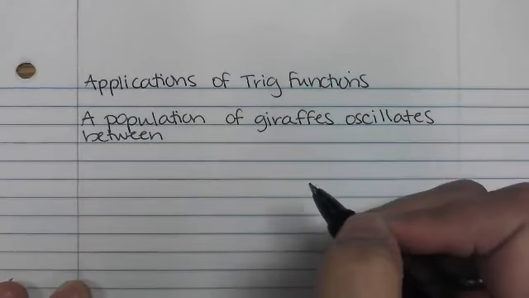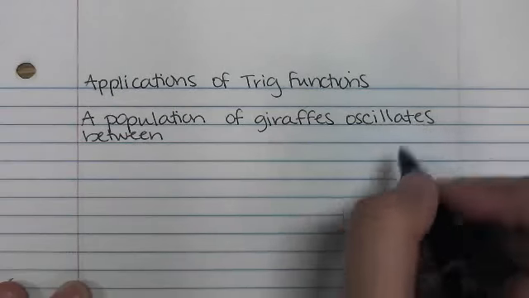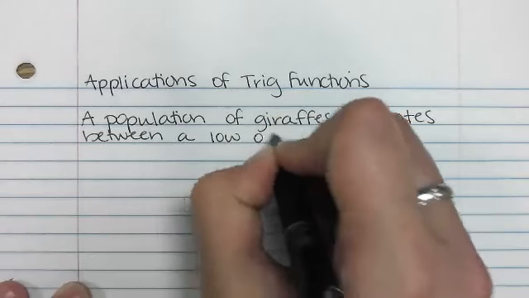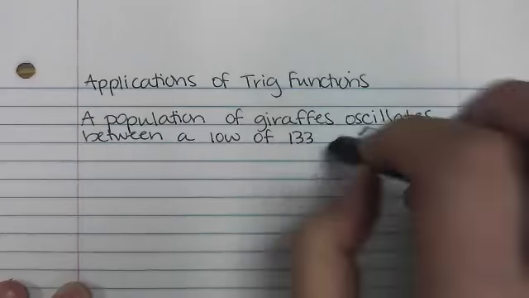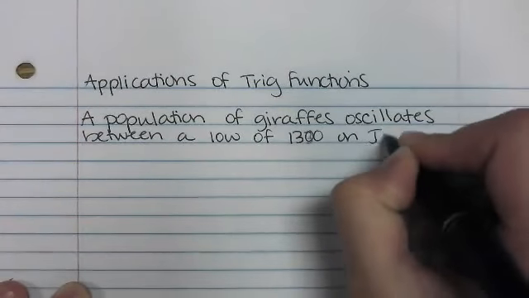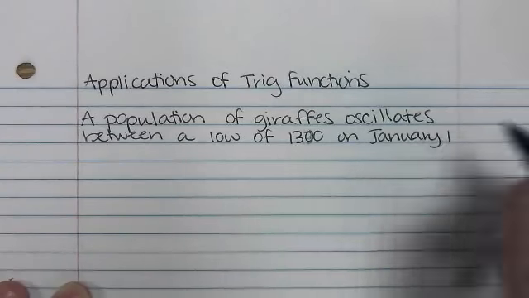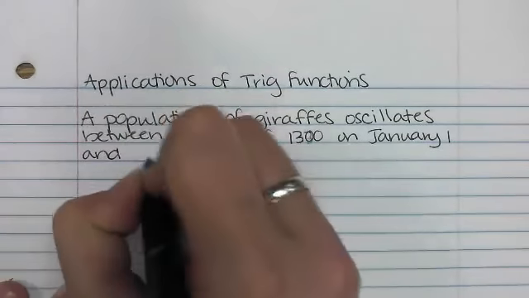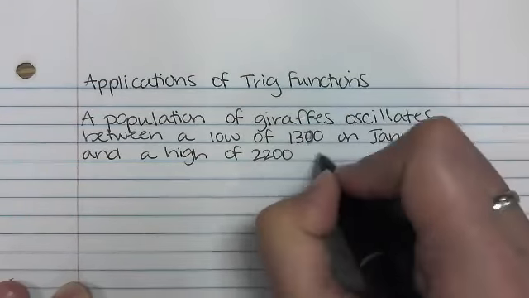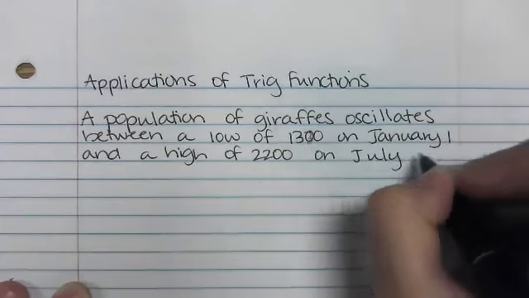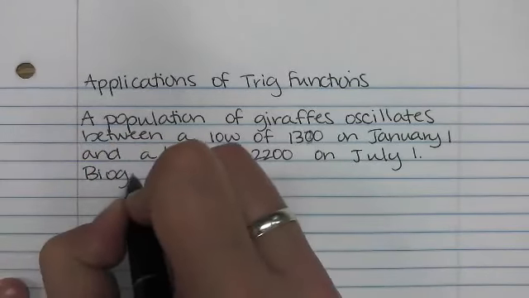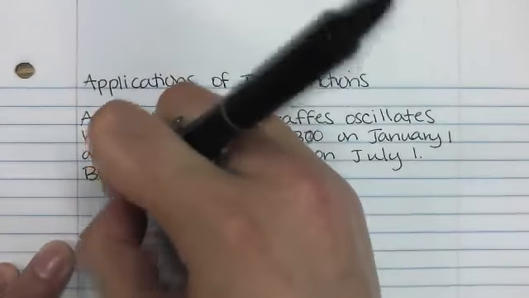So it says a population of giraffes oscillates, so it goes up and down, that's what oscillating means, between a low of 1,300 on January 1st and a high of 2,200 on July 1st. Biologists model their numbers.